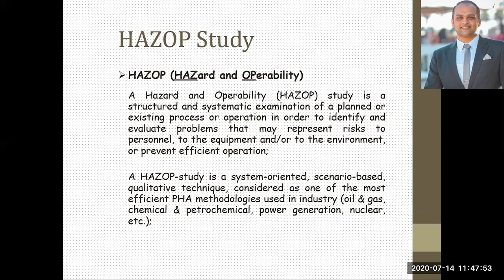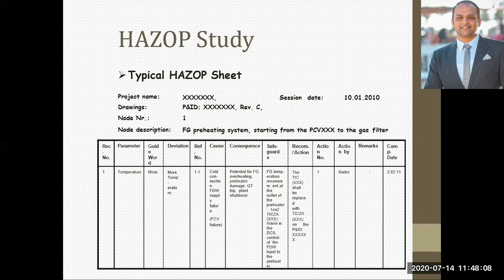The HAZOP is more common than the what if, because it's a little bit more structured. What if is just a talking thing, but here we have a more structured way, and it can be shown here. You have to mention the parameter first, which is temperature, pressure, flow, maybe composition as well, and guide words could be more, less, other than, no, and then the deviation itself. So it will be, for example, more temperature. So it's the guide word more with temperature. What is leading to more temperature? It's a collaborative discussion and brainstorming amongst the team with the piping and instrumentation diagrams.